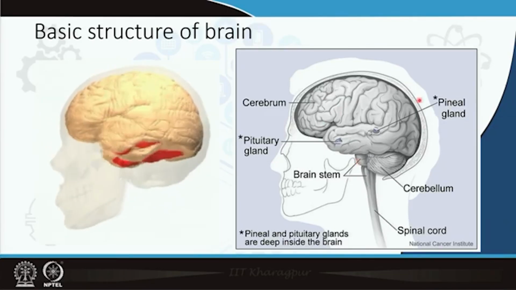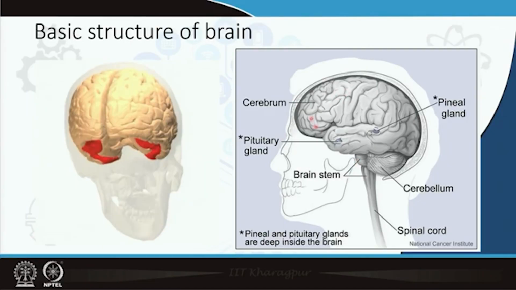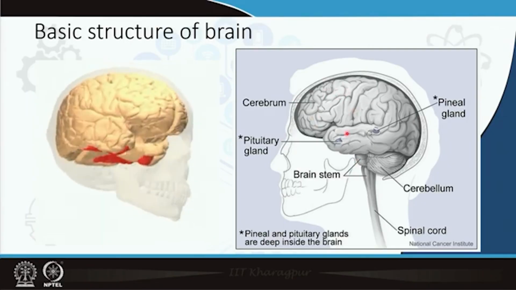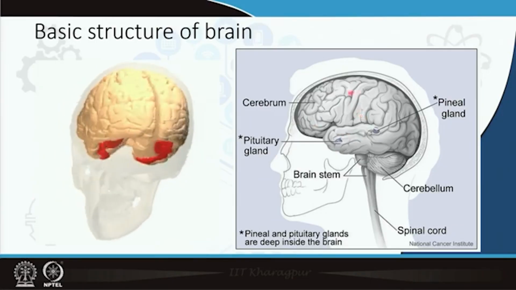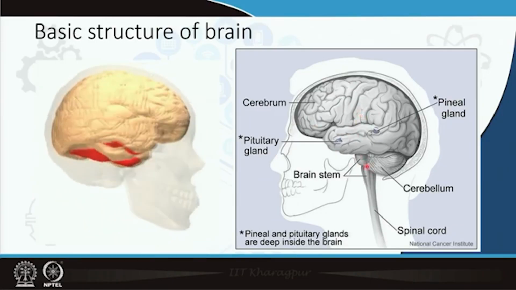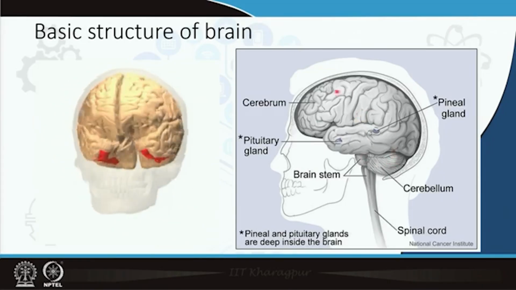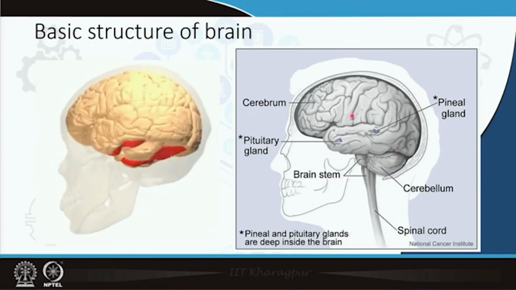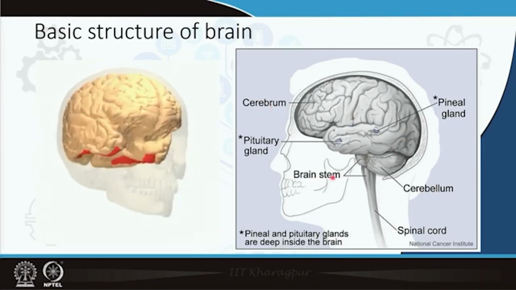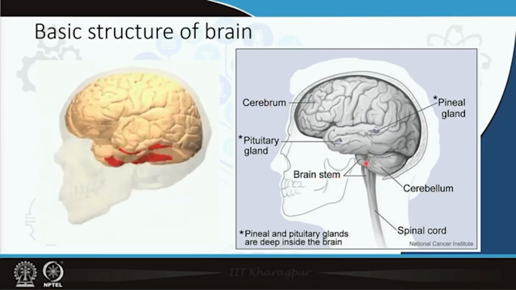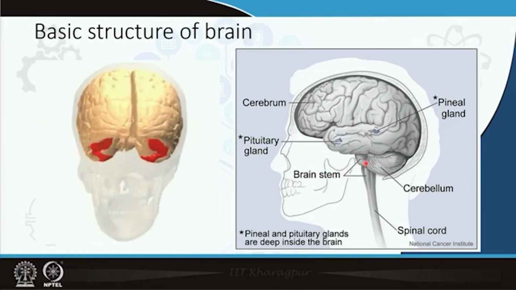So, the cerebrum is generally, although wrongly, called the brain. You do not consider these parts as brain, you consider mostly this part as brain. But the entire three things, cerebrum, cerebellum and the brainstem, constitute the actual human brain.